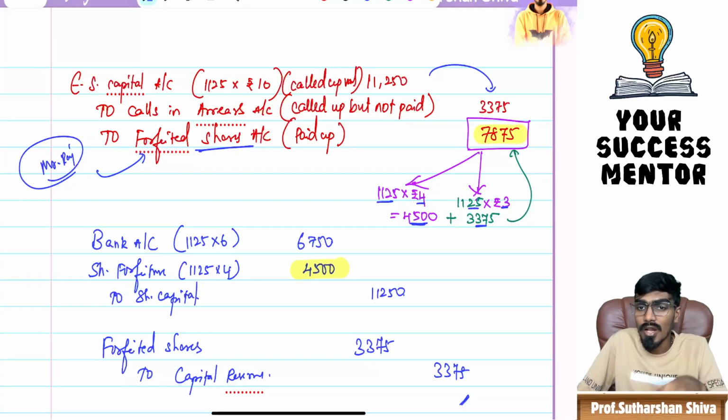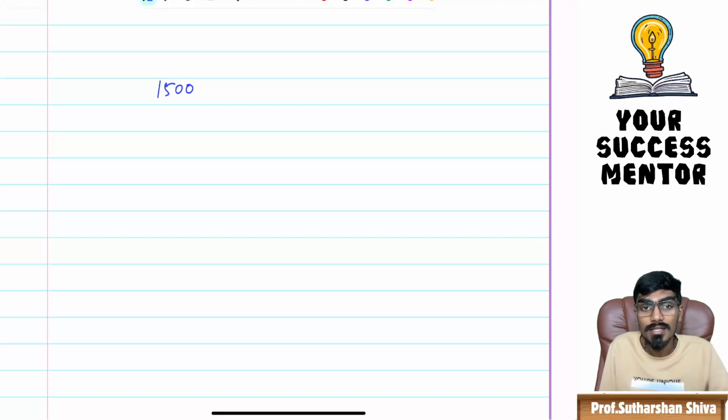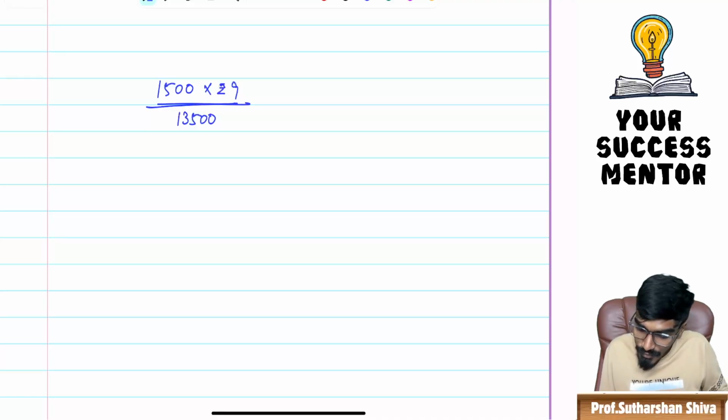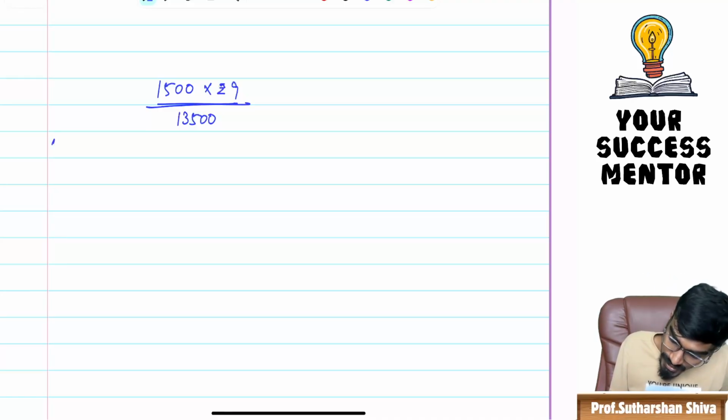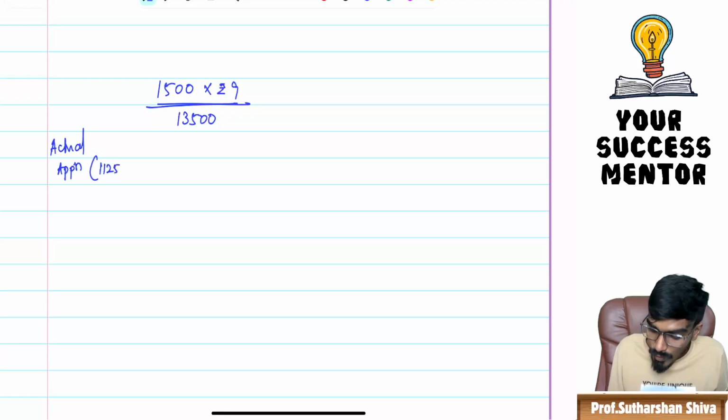Or I will put it this way. He applied for 1500 shares. At the time itself, he paid 9 rupees. 1500 into 9 brings you 13500. On the 13500, what is the actual application money? Allotted is only 1125 into 9 rupees. What is 1125 into 9? That brings you 10,125.